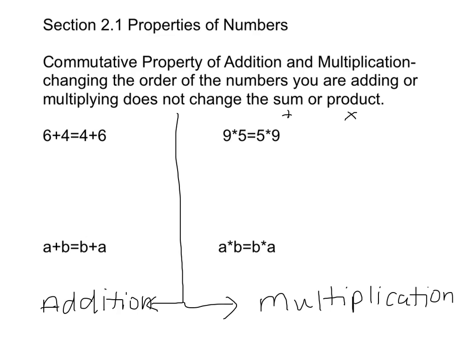So what that means is that 6 plus 4 is the same as 4 plus 6. 6 plus 4 is 10, and that is the same as 4 plus 6, which is also 10. Just an expression or a sentence that you can use for any number is a plus b is the same as b plus a. It doesn't matter what order you write it in because you are going to get the same answer.